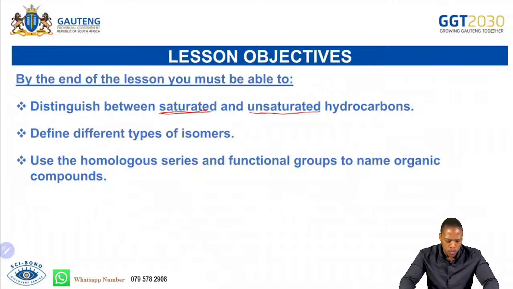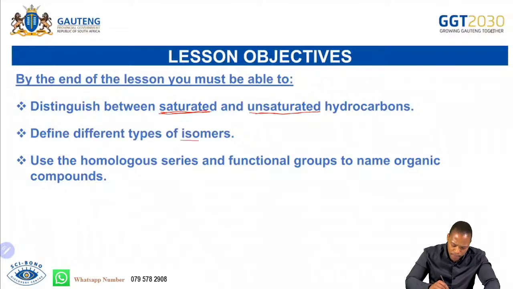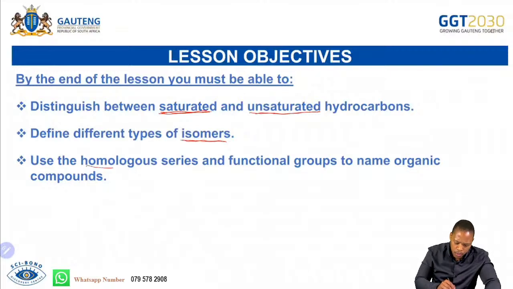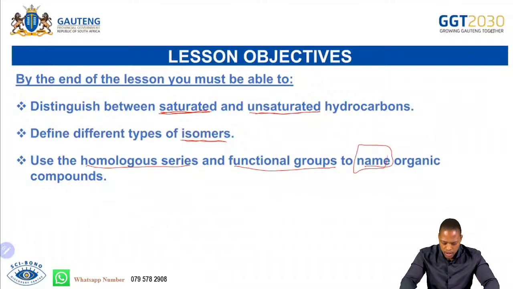Then we must be able to define the different types of isomers. So we are going to look at what isomers are, and at their different types. How many types of isomers do we have? We are going to differentiate between all those isomers and define them. And lastly, which is again very, very important, I want you to be able to use the homologous series and the functional groups to do what? To name. I want you to be able to name organic compounds by using the homologous series and the functional group. So you identify the compound by its homologous series, and you do this by looking at the functional group. All things that we discussed in the previous week.